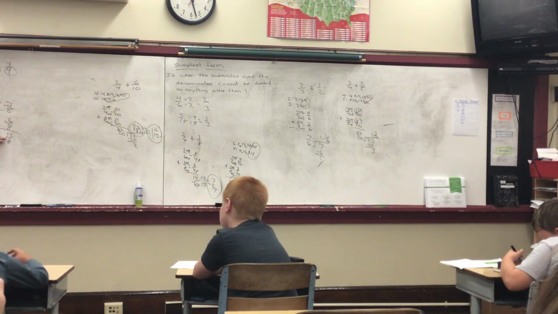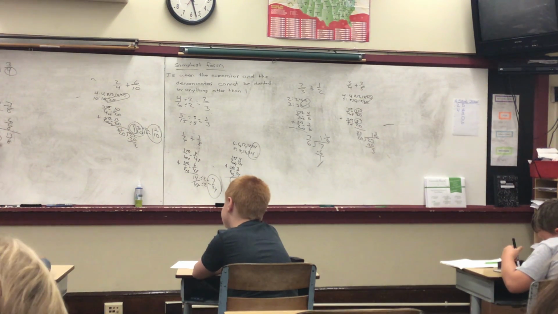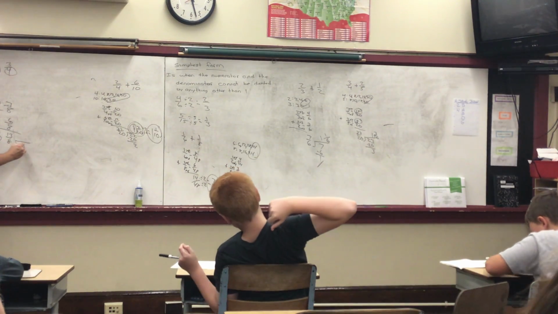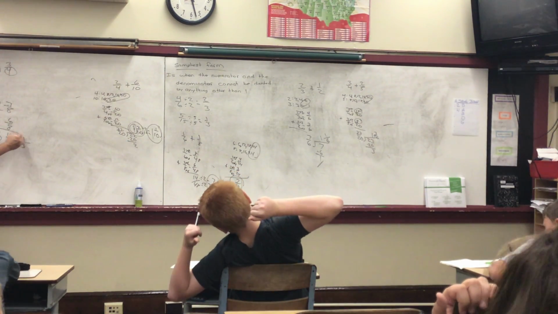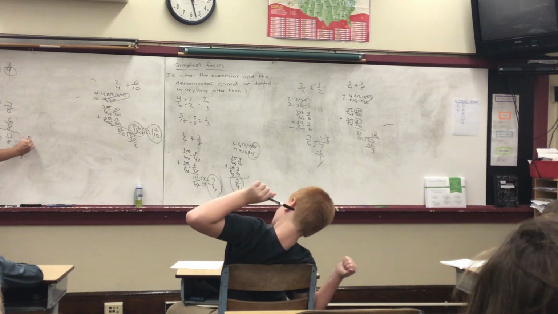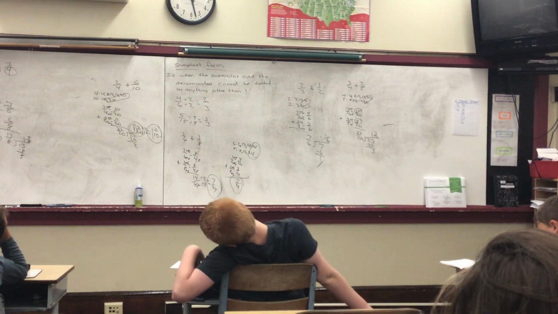Now, we still have an improper fraction. We need to get rid of the improper fraction. So we're going to divide the top by the bottom. 8 goes into 13 one time. 1 times 8 is 8. Subtract, you get 5. That 5 is your numerator, and the denominator is 8.